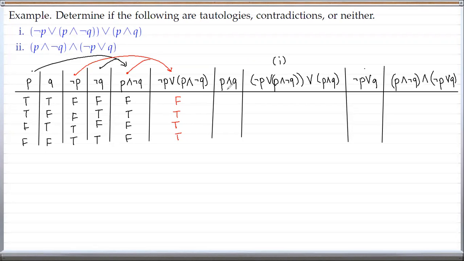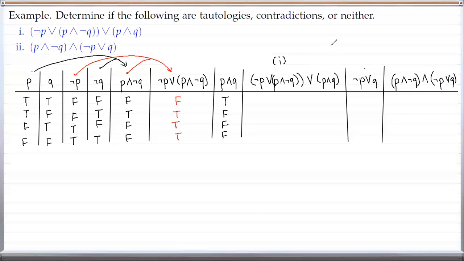Next we have P and Q. We are just looking at the first two columns and combining by and. True and true is true. True and false is false. False and true is false. And false and false is false.